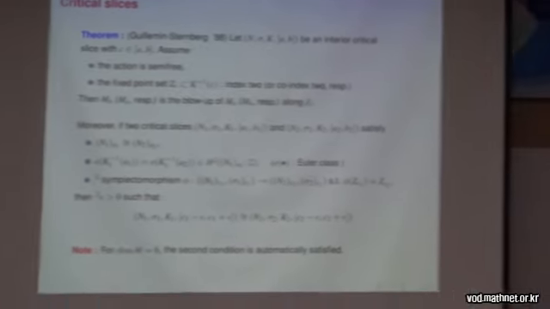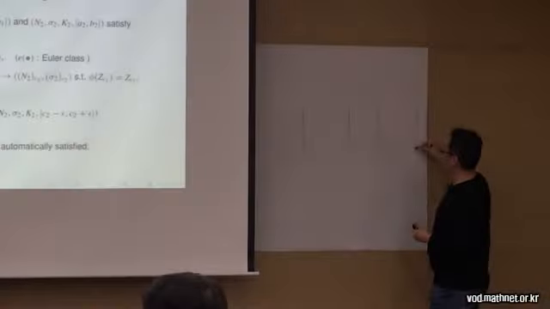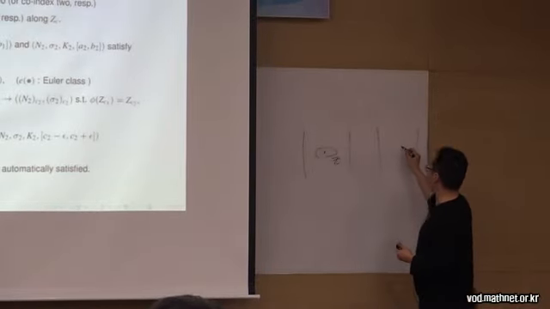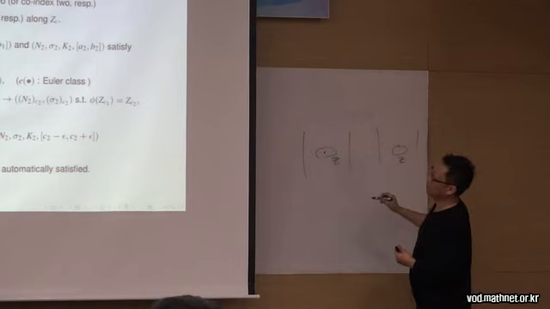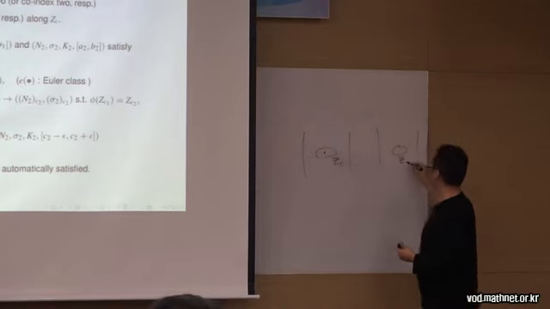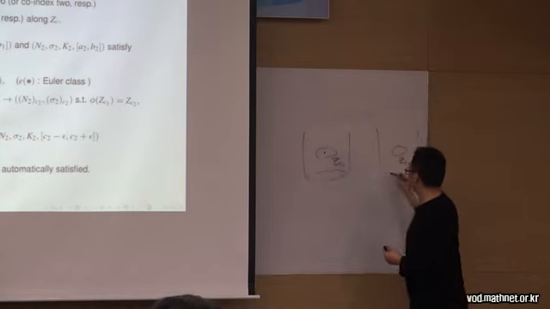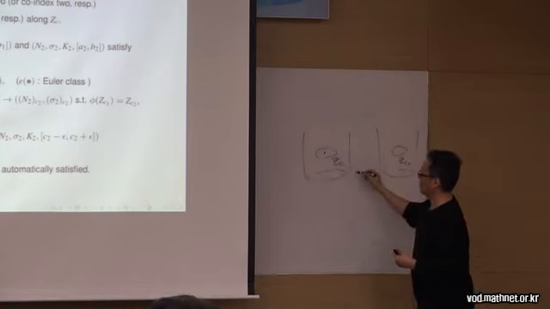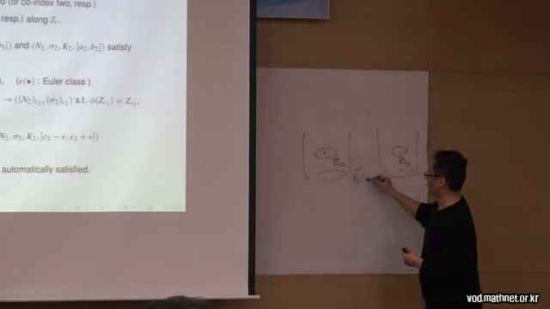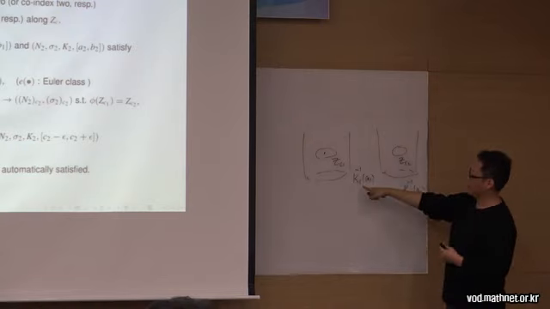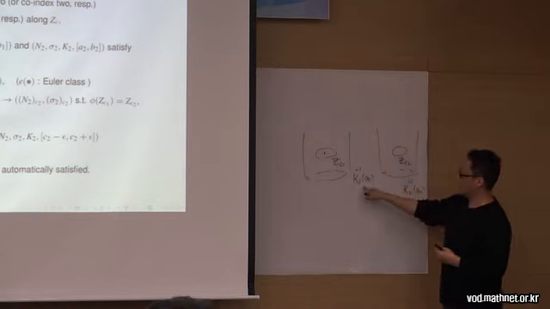So here we have two critical slices, and there are certain C1 or C2 here. And then here the level K1 inverse A1. Here the level K2 inverse A2. And at this level, these are manifold, S1 manifold, free S1 manifold.